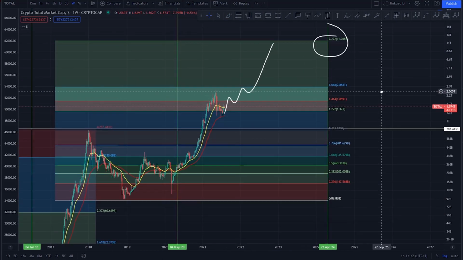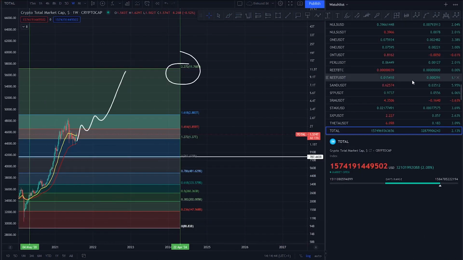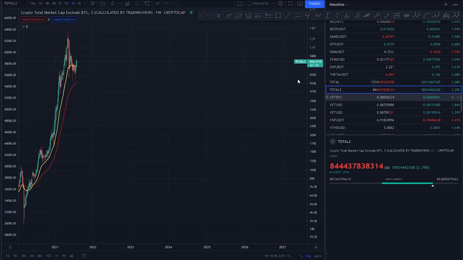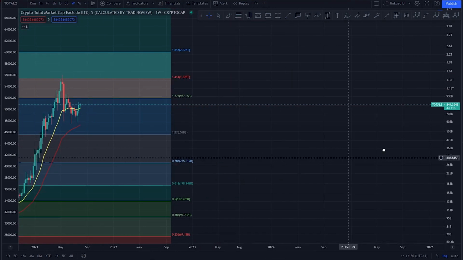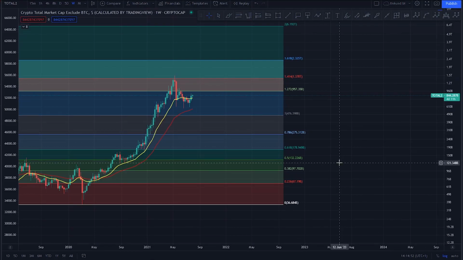So what I'm going to do right now is jump to the total market cap excluding Bitcoin. Okay, so this is excluding Bitcoin. So this is total market capitalization of altcoins, basically. Now the alts look even more bullish than Bitcoin, because you're fully aware the alts are having a nice little run at the moment, aren't they?